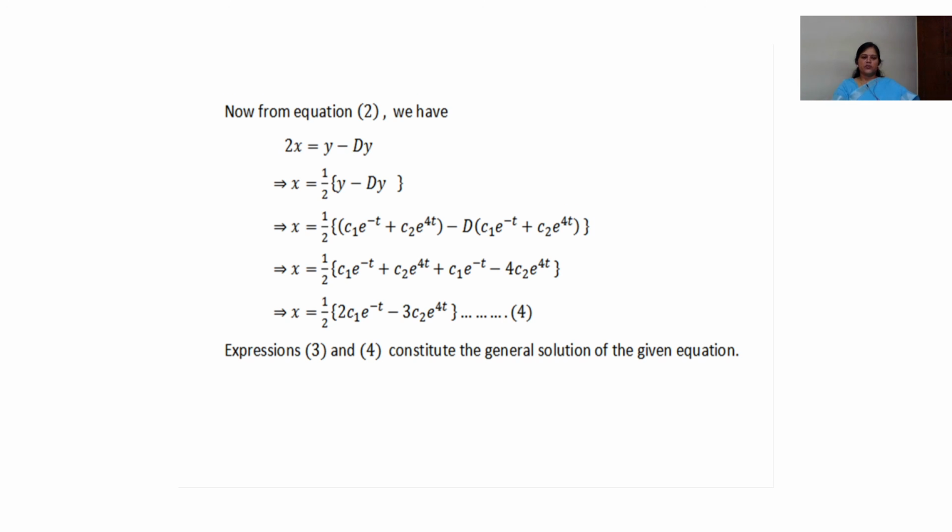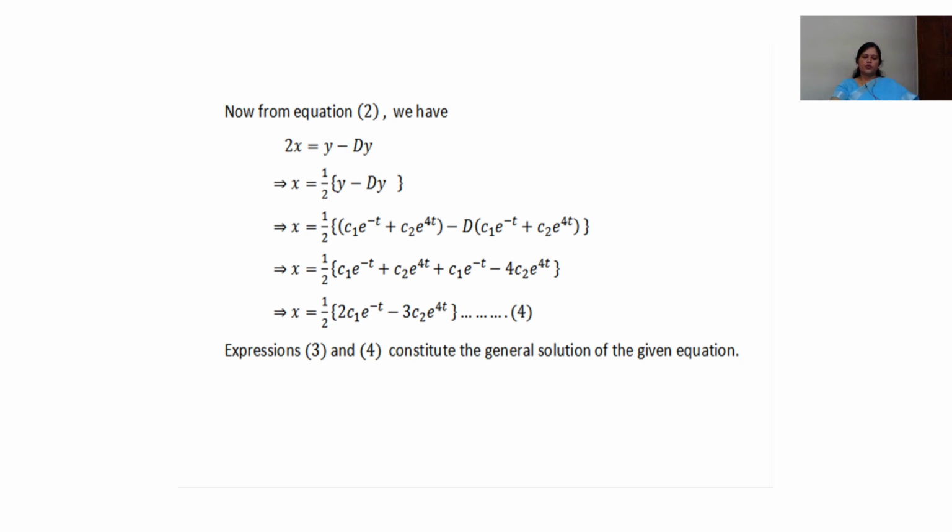So we have two c1 terms and two c2 terms, and we are going to simplify these terms. We'll get x value is equal to 1 by 2 into (2c1 e to the power minus t minus 3c2 e to the power plus 4t). So equation 3 gives the y value and equation 4 gives the x value. From this we can write the general solution for the given equation.